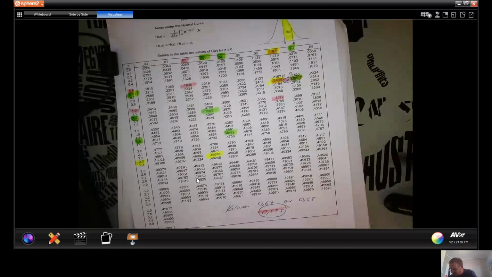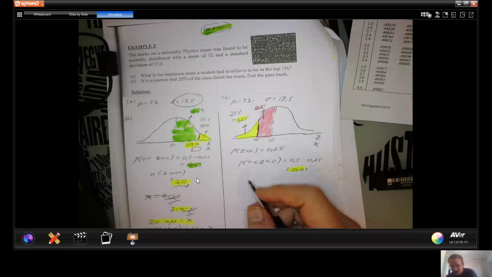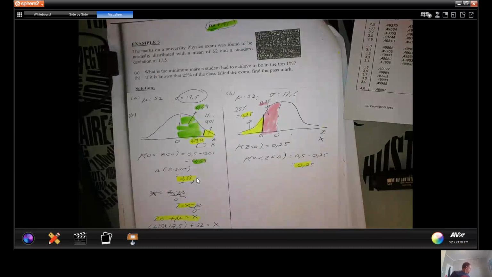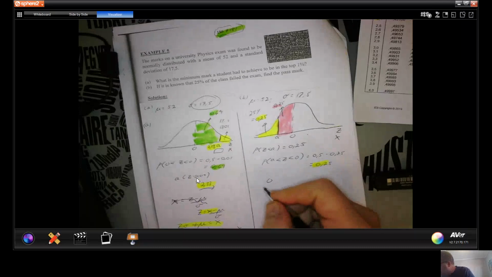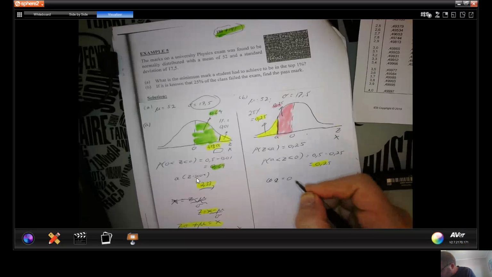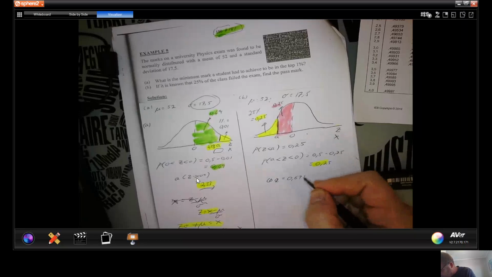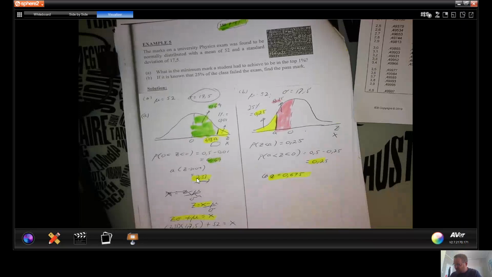So only when it's pretty much in the middle are we going to take the middle point of those two things. So I'm going to use a Z score of 0.675. So A is equal to 0.675. Okay, so A is equal to 0.675.